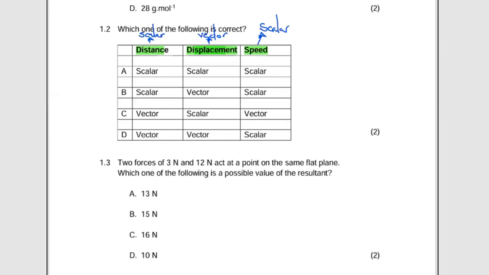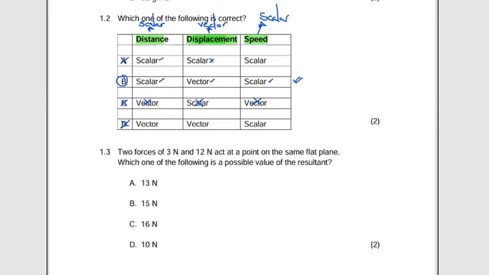So let's look at the one that has the scalars. Option A agrees with distance, but it disagrees with displacement, therefore it's incorrect. So A has failed the test. Then B has a scalar quantity, then a vector, displacement is a vector, and then speed is also a scalar. Therefore, our correct option is going to be B. The others are wrong because distance is not a vector quantity, it's a scalar, while displacement is a vector, not a scalar. Speed is also a scalar, not a vector. There's no need for me to look at option D. The correct answer is option B.